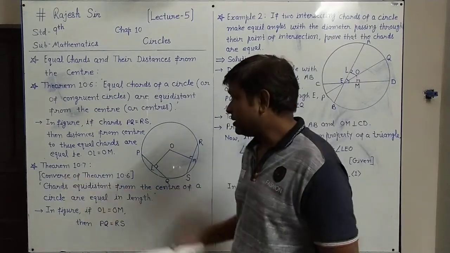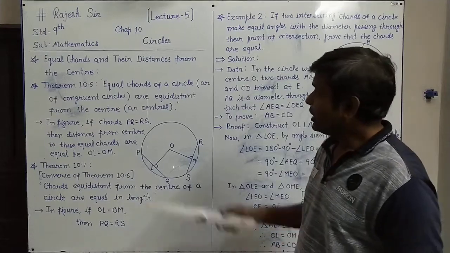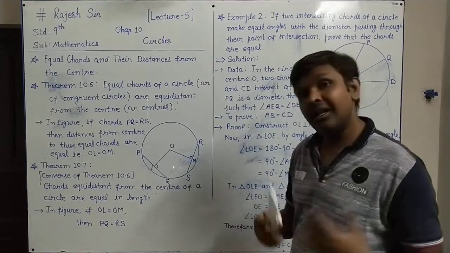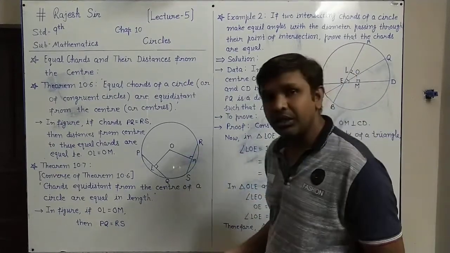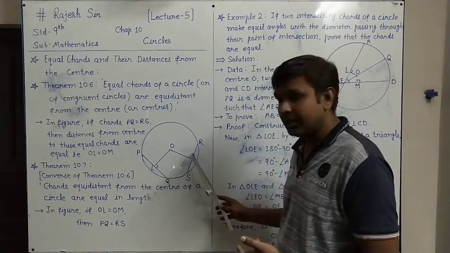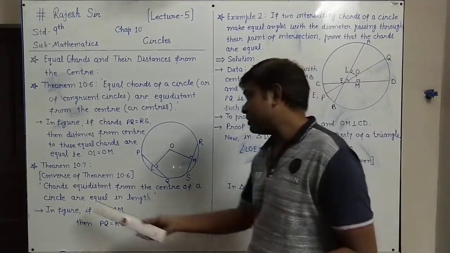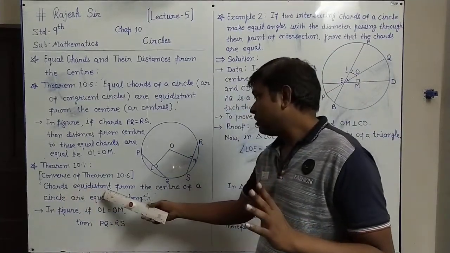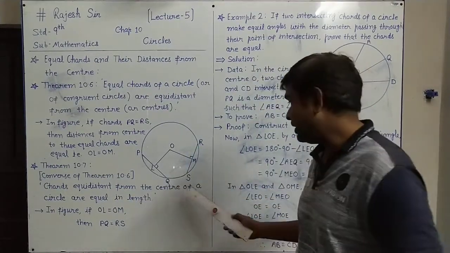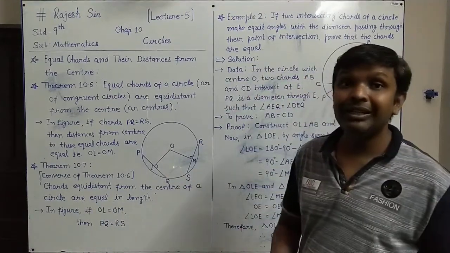Now theorem 10.7 is the converse of theorem 10.6. In theorem 10.6, we have seen that if the chords are equal, their distances from the center are equal. And in its converse, it will be reversed, you can understand. If the distances from the center to two chords are equal, the chords will be equal. So how is the statement? Chords equidistant from the center, if the chords like PQ and RS are equidistant from the center, are equal in length.